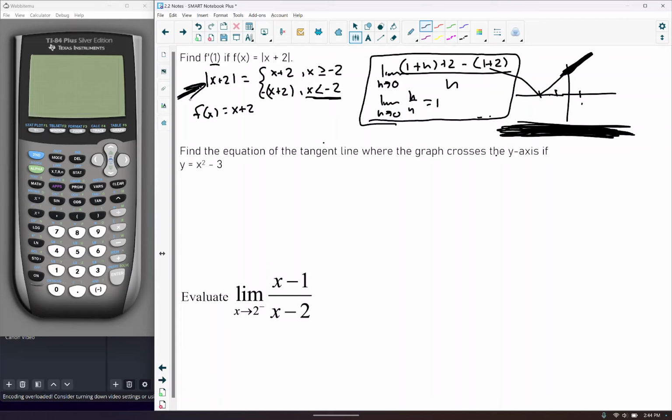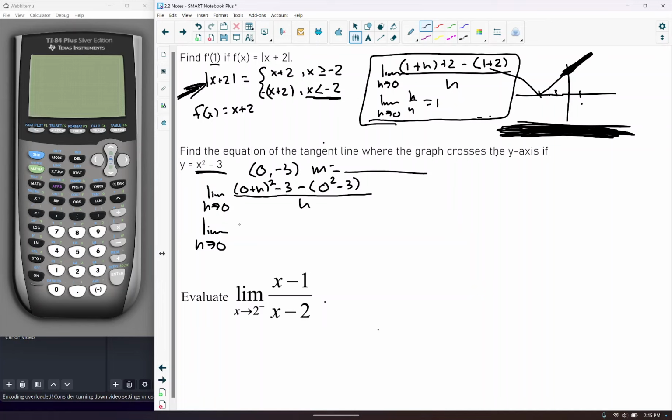So limit as h approaches 0 of 0 plus h squared minus 3 minus 0 squared minus 3, all over h. Well, we love it when we have zeros in here. Limit as h approaches 0 of h squared over h, which is the limit as h approaches 0 of h, which is 0. So the slope is 0. So the equation of the tangent line is y plus 3 is equal to 0 times x minus 0, or in other words, y equals -3. But you don't even have to write that. You could leave it like that right there.